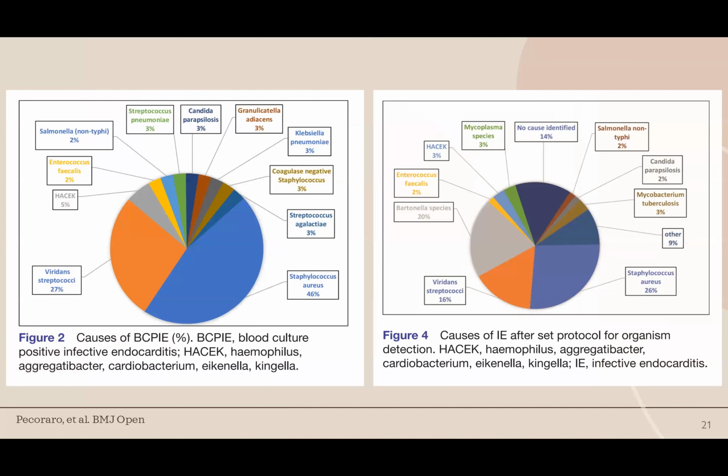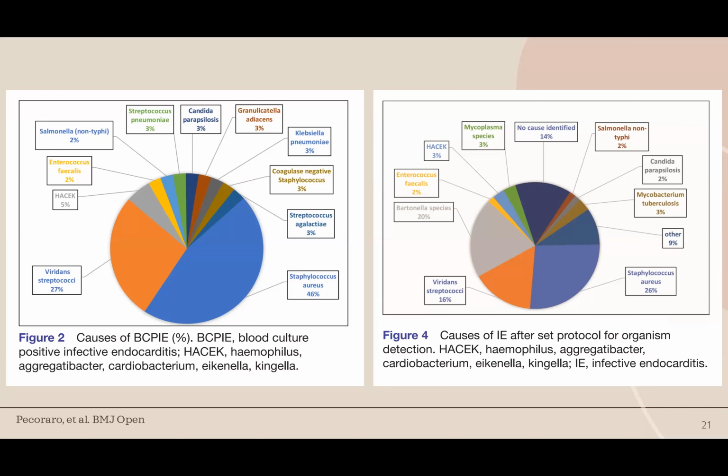Apologies for this busy slide, but I just wanted to compare these two pie charts that are also taken from the study. The left pie chart is showing causes for blood culture positive endocarditis. And like we'd expect, Staphylococcus aureus is responsible for the majority of cases, accounting for 46%, followed by the viridans group Streptococci, and then the other pathogens accounting for smaller numbers.